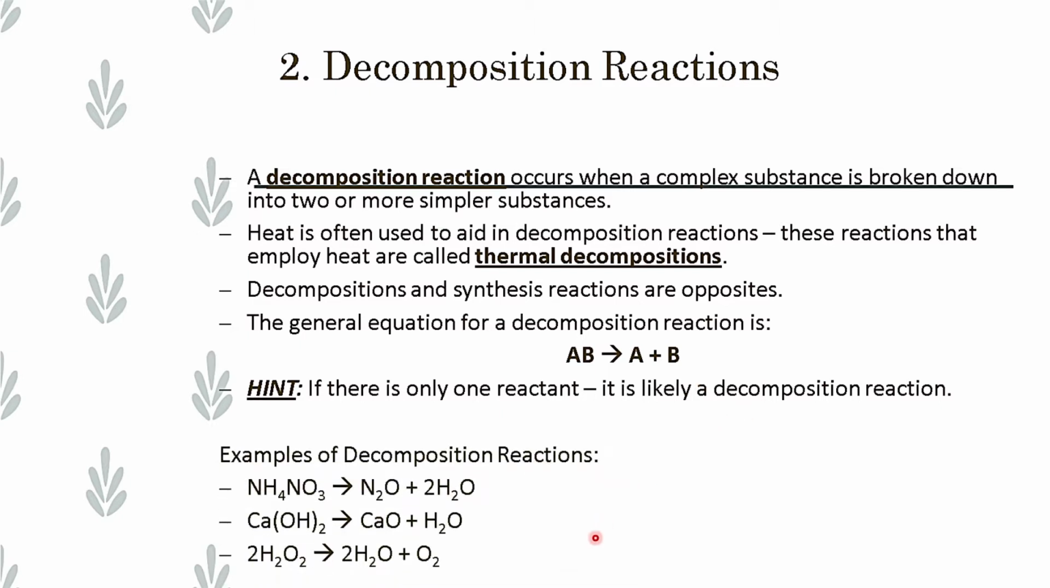These are examples of decomposition reaction. In every example, you can see one complex reactant is present and it is breaking down into its components or simpler compounds. Like here, ammonium nitrate is breaking down into nitrogen oxide and water. Here also calcium hydroxide is breaking down into calcium oxide and water, two simple substances. Here also hydrogen peroxide is breaking down into water and oxygen, which are two simple substances.